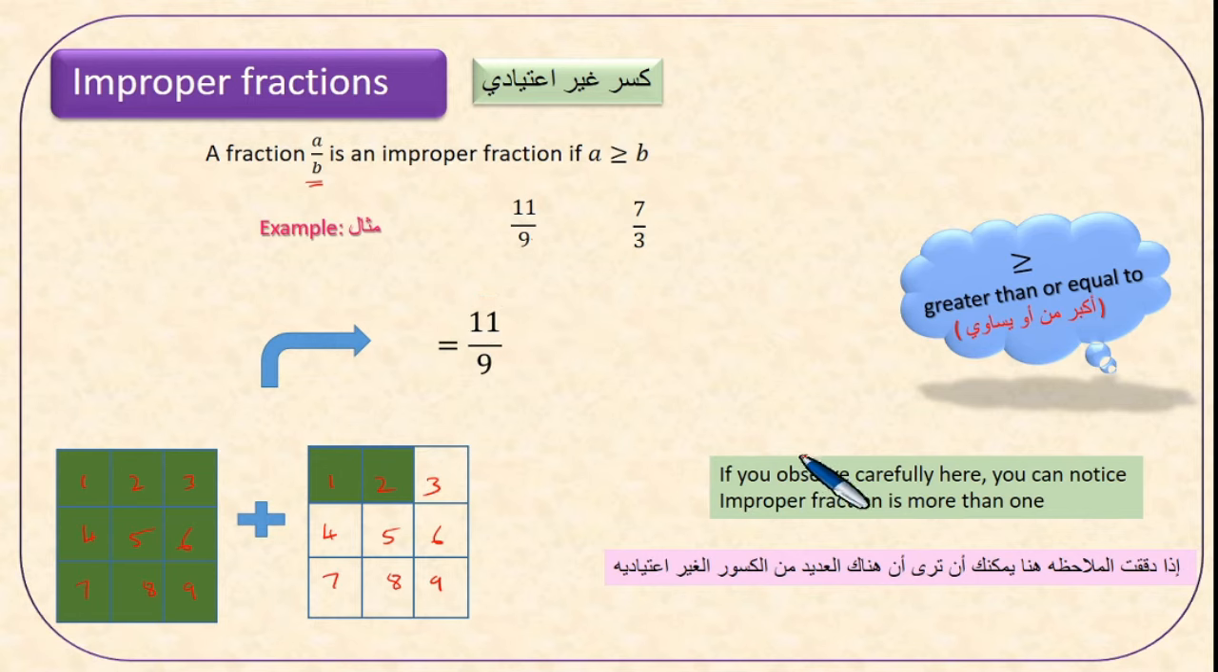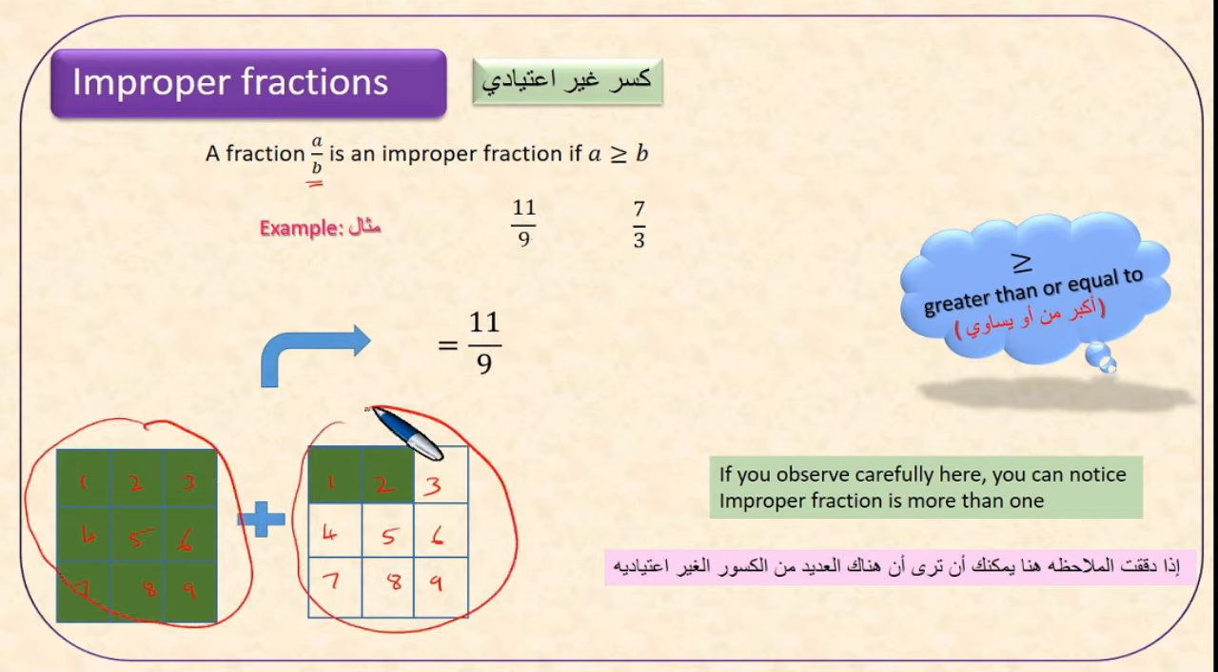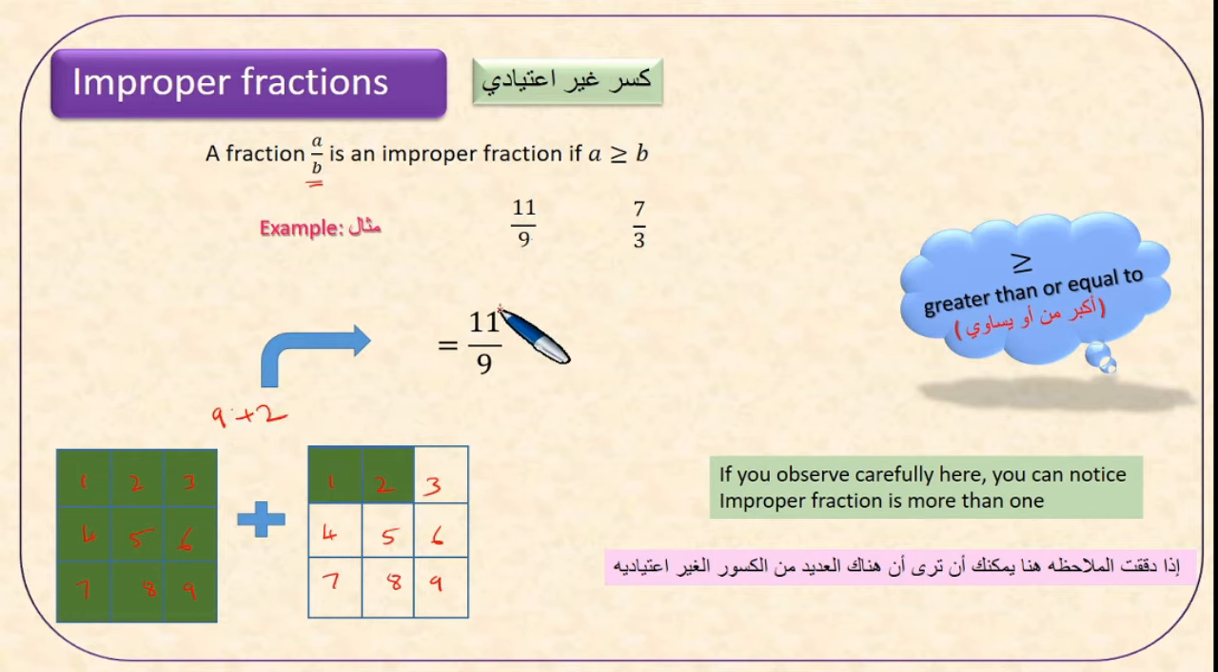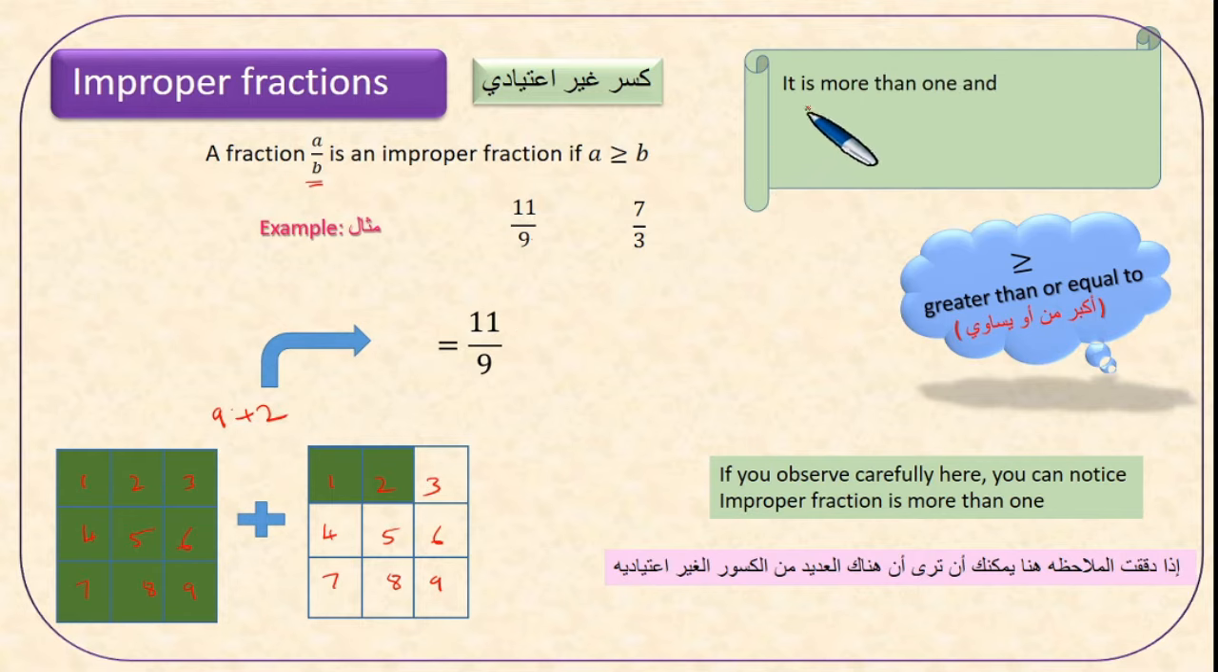An improper fraction is always more than 1. Only then is it possible for the numerator to be greater than the denominator. So here you have one chocolate with 9 pieces, another chocolate with 9 pieces. You have taken one chocolate completely, that is 9 pieces, plus two pieces from the other chocolate. So it becomes 11, so 11 out of 9. Make a note here: it is more than 1. This improper fraction is always more than 1, and the numerator is greater than the denominator.